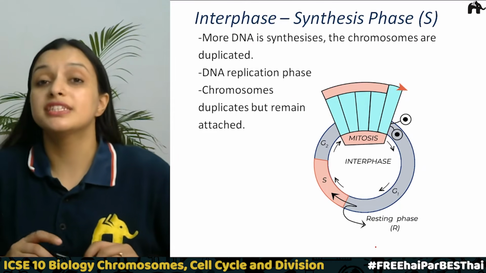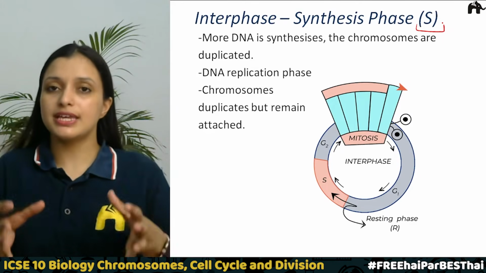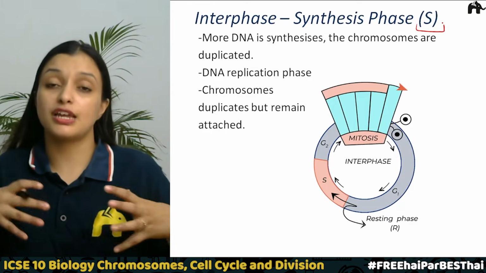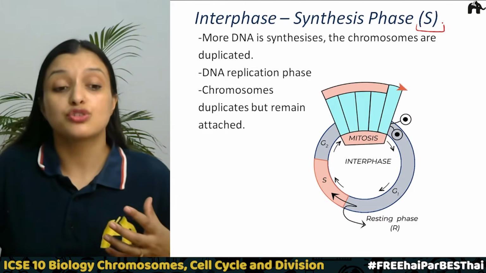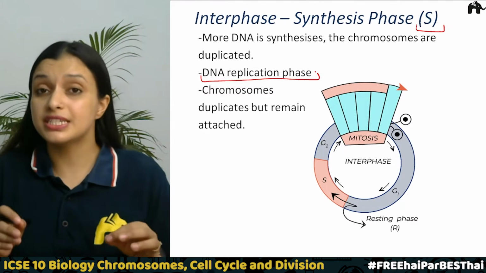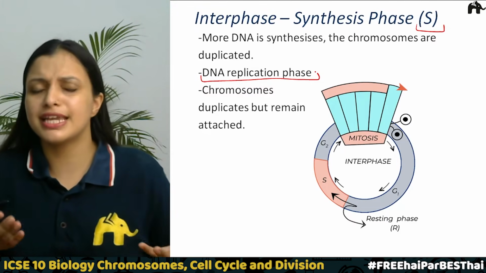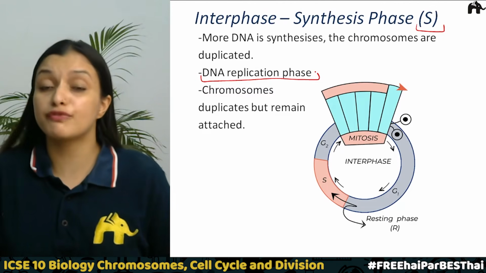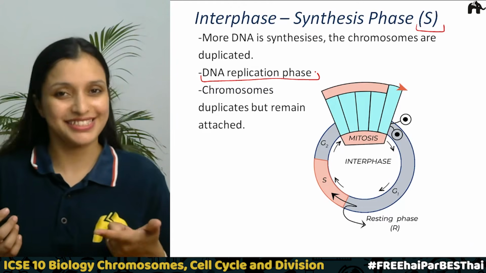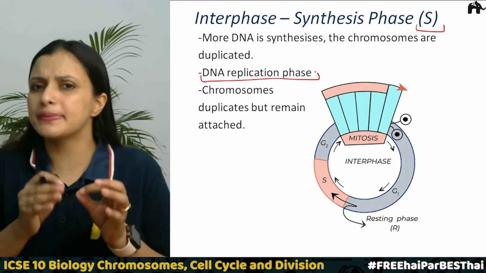Now coming on to the next phase, that is the synthesis phase, or in short the S phase. The S phase is the point when DNA starts synthesizing, or the DNA duplication starts. So this is the phase of DNA replication. This is the phase where chromosomes get duplicated. Obviously, where is this DNA present? So what is this chromosome made of? It is made of chromatin. And what is this chromatin made of? DNA and histones, right?